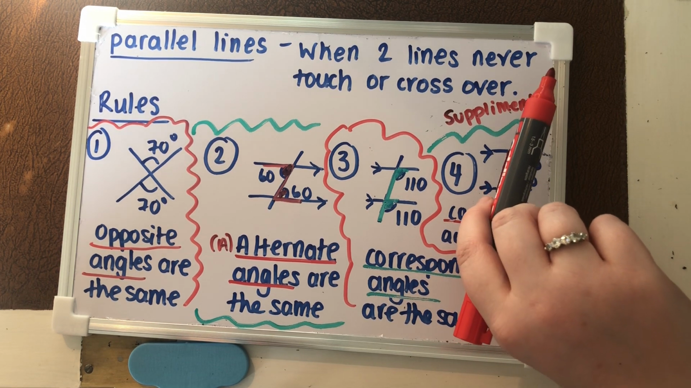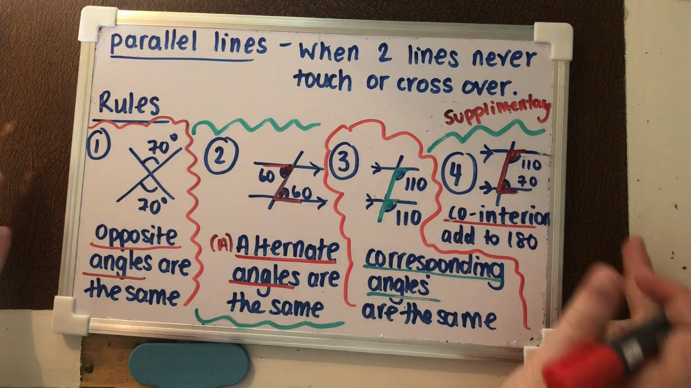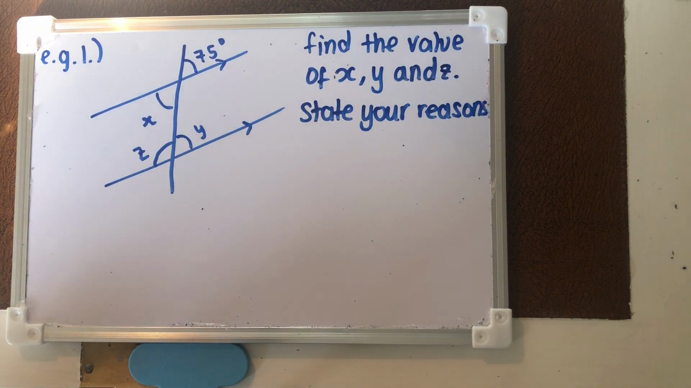Okay, if they're on different sides, it will be alternate angles. Okay, so they're the four rules that you need to remember, and I'm going to show you then how to apply it to a question. Okay, so this is the sort of question you might get.